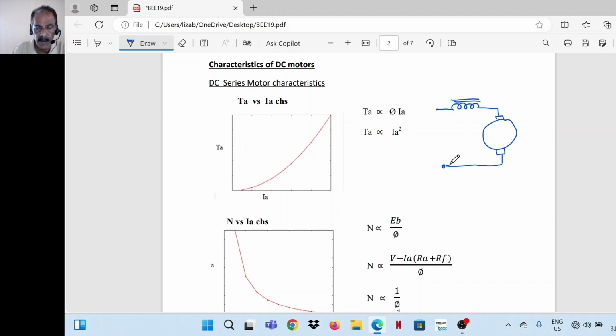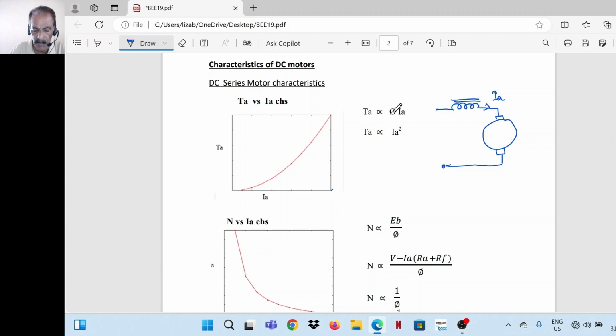So torque is proportional to phi into Ia, but phi is proportional to Ia. This is the armature current. The flux produced by the field winding is proportional to armature current. So here all these curves are plotted assuming that till rated load the motor is not reaching saturation. Once saturation is reached, phi will remain almost constant and we can consider torque is proportional to Ia. But here we are assuming that till rated load, the saturation is not reached.